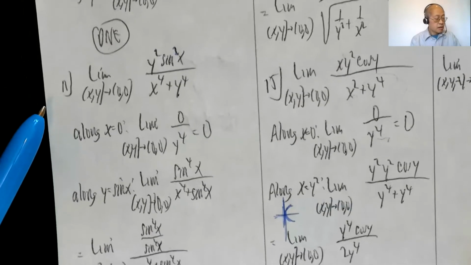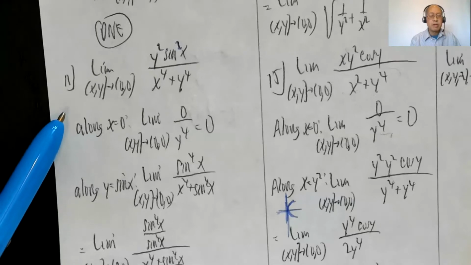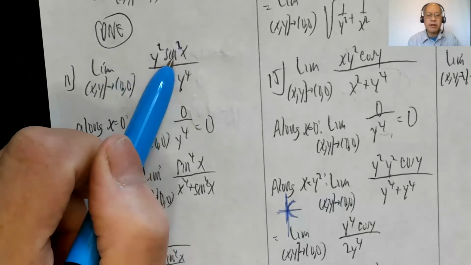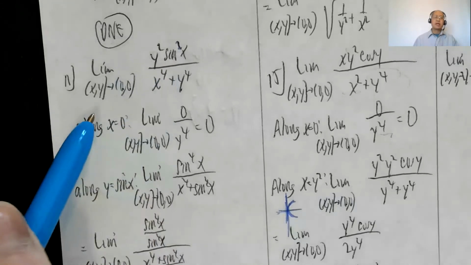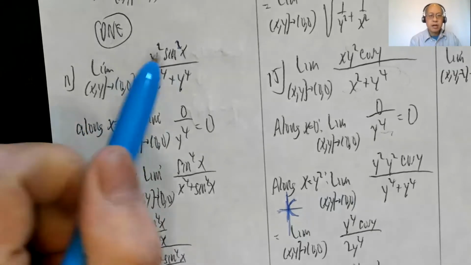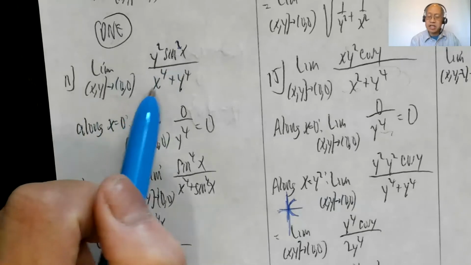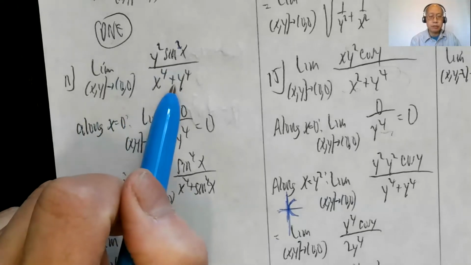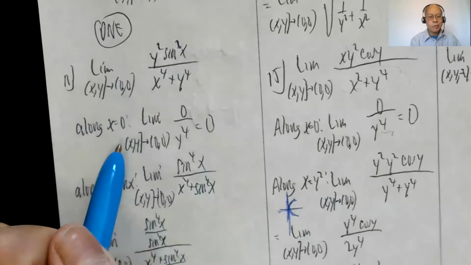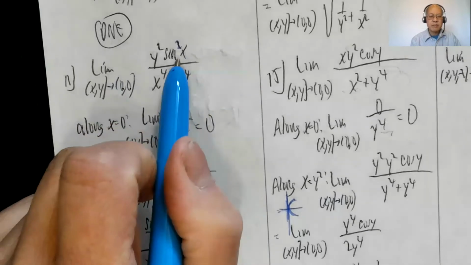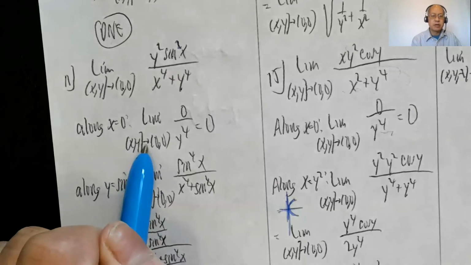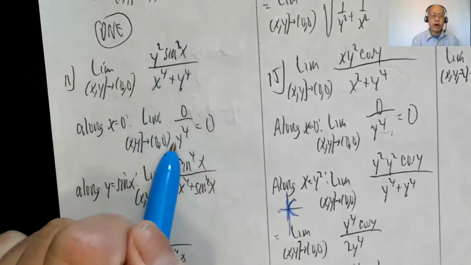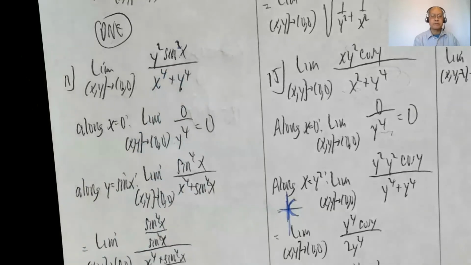All right, number 11, a little bit tougher. They have a sine squared here, so that leads me to believe I should try doing something with sine. Limit as (x, y) approaches (0, 0) of this thing. Again, you can't just plug in, it'll be divided by 0. So I decided, what happens at x equals 0? Put a 0 here and a 0 here. Then the limit as (x, y) approaches (0, 0) of 0 over y to the 4th. That's just 0.